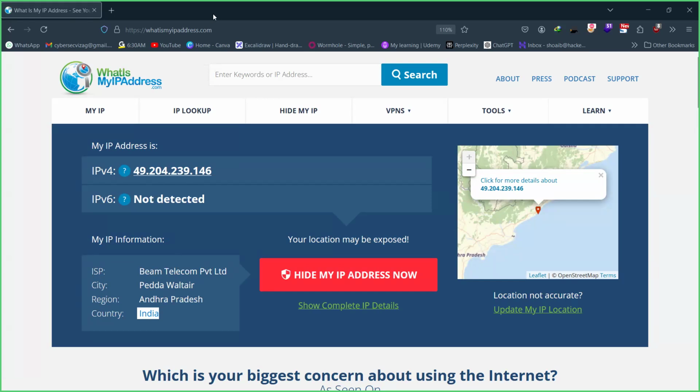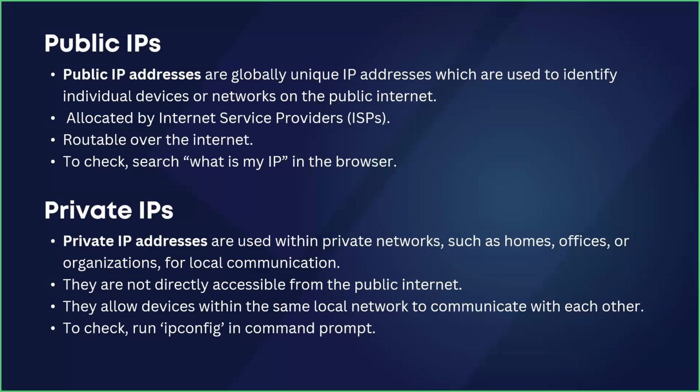On the other hand, when you talk about private IPs, these are the IP addresses used within private networks: home network, office network, organization networks. So for your local communication, you use private IPs. These are not directly accessible from the public internet, so you cannot use a private IP to connect to the internet directly. You need a public IP for that. Private IPs only allow devices within the same local network to communicate with each other. So in your own home network or in your organization network, when one device wants to communicate with another device, you don't need a public IP for that. A private IP is sufficient.